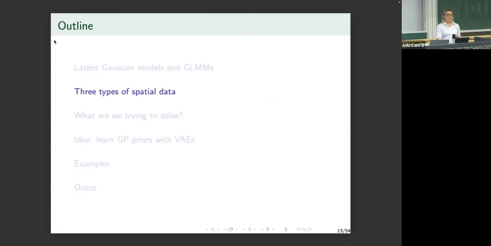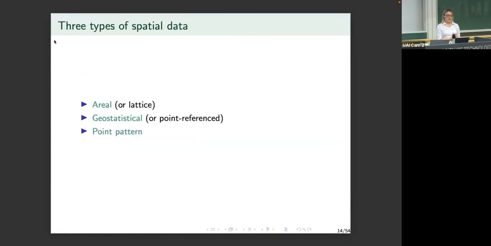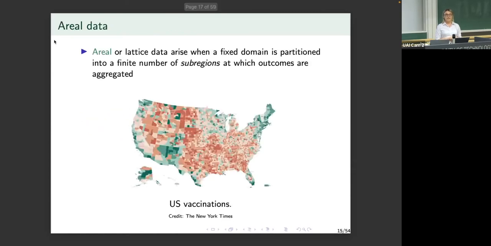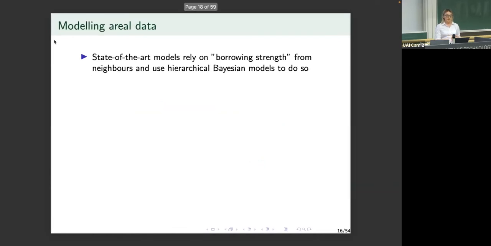So what are the three common scenarios that we face? There are three types of spatial data: areal, geostatistical, and point pattern. The areal data, also called lattice, is data collected in an aggregated manner over space. So here you can see the map of the United States, and we collected the data of vaccination rates per county. So each geospatial location in the county gets attributed exactly the same value.